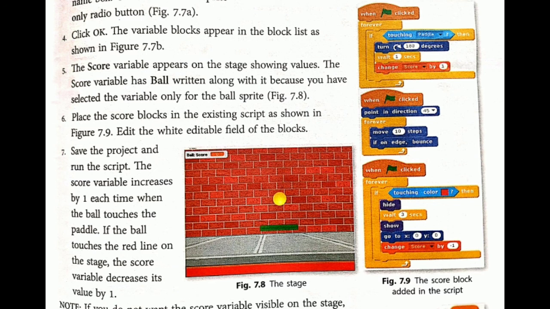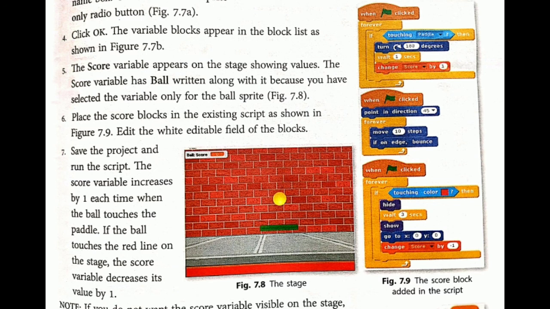Okay. So these are the steps that you have to follow in order to add a score variable into our ball project. Once again, the first step is you have to open the ball game project, select the ball sprite and click on the data block menu. Okay. If you want to create a new variable, you can do it by clicking on the data block menu. Once you click on the data block menu, you have to click on the make a variable button from that list. Okay, and a new variable box will appear like what you see in figure 7.7a.